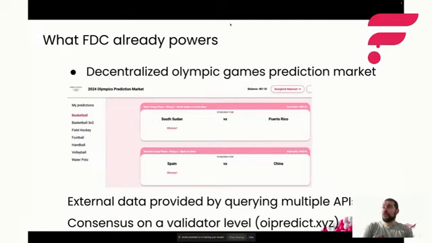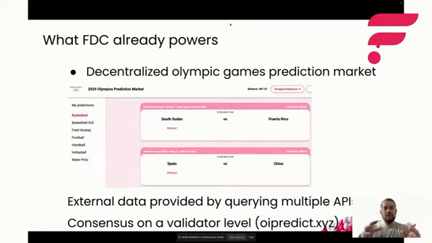And what does FDC already power? We had a very nice example of a decentralized Olympic Games prediction market, where we posed a specific, very simple and very detailed yes/no question. There was a football match or a basketball match between South Sudan and Puerto Rico, and there were a few APIs that were reporting this data. And the question that went to all the attestation providers was, did South Sudan indeed win this match at that specific point? And we could easily get back a yes/no answer, what was the result, the timings, and maybe some metadata. Okay, this did happen, there was a strange decision made by the referee, and so on.